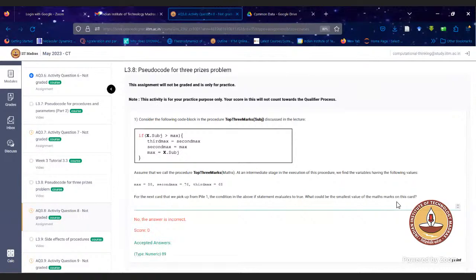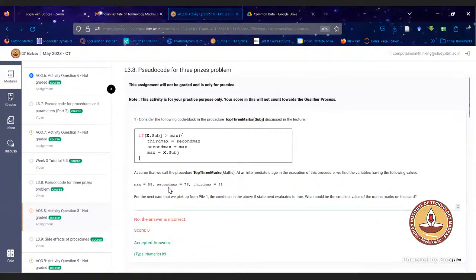We call the procedure, at an intermediate stage in execution, the variables having the following values: max is equal to 88, second max is equal to 68. The next card we pick up from pile 1, the condition in the above statement evaluates to true. So this is true, that X dot subject is greater than max. What could be the smallest value? So what was your answer? So why couldn't it be 67?